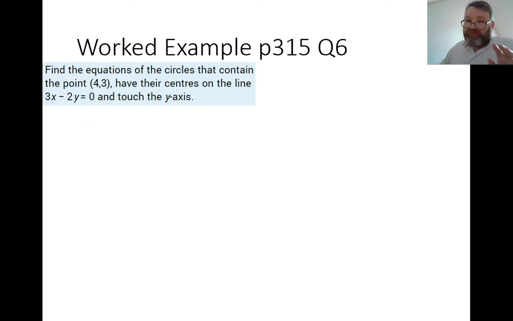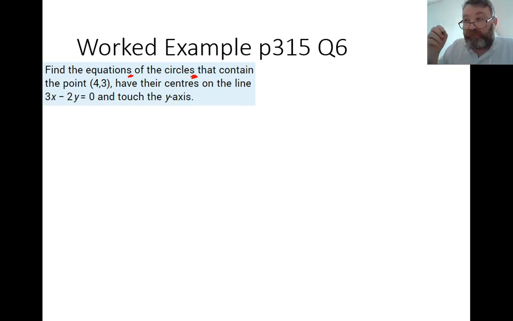Let's take this one now. For each step, I'm going to increase the complexity slightly. Just a little twist that we could have on this question. Find the equations of the circles. Now, you're going to say that again. Find the equations. It's plural. So that means there are 2 or more circles involved here.